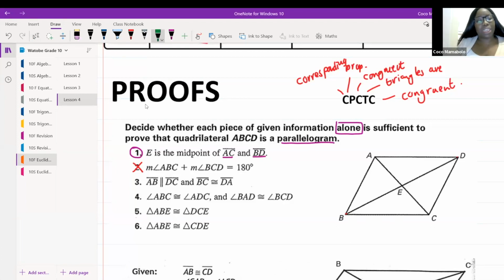All right. Let's look at this part over here. Let's look at number 3. Is this enough information for us to say that this thing is a parallelogram? It says here, line AB is parallel to line CD. So they're telling me that these two are parallel, right? And they're saying that line BC is congruent, but what they mean by congruent is actually equal.